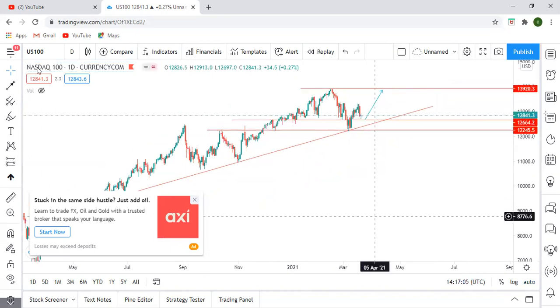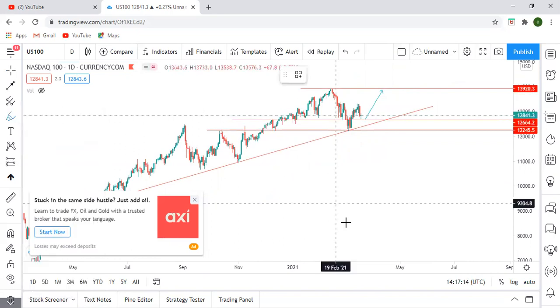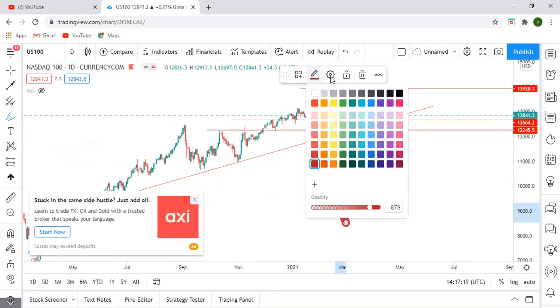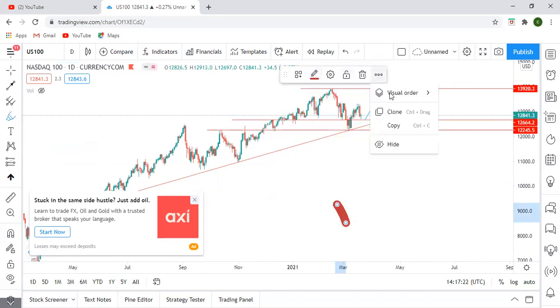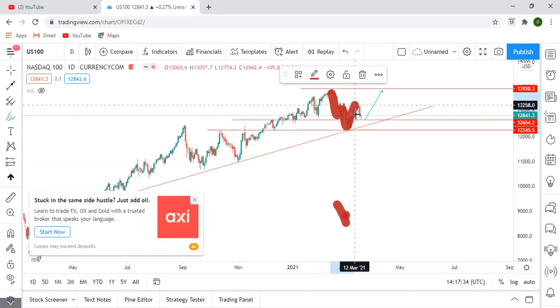The head and shoulder that I'm seeing, let's just mark where we see our head and shoulder. The head and shoulder that I'm seeing is like this. This was our shoulder, and then we had a head, and then we pushed to the upside. Right now I believe we are having another shoulder being formed, and after this head and shoulder, the market is going to push to the upside. So this is what I see on Nasdaq.